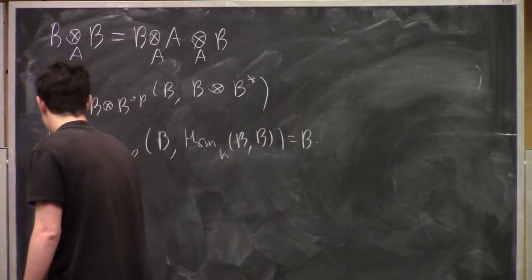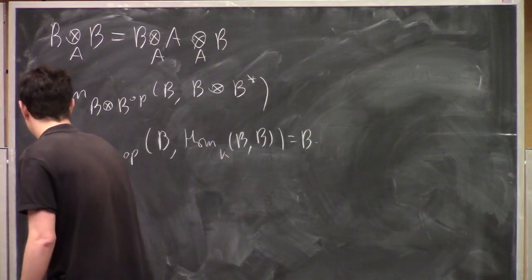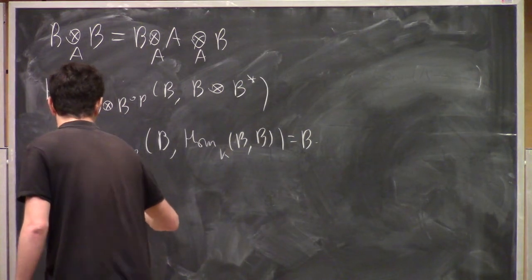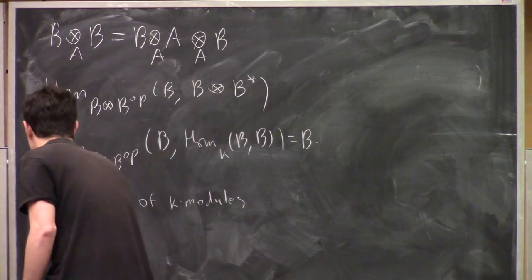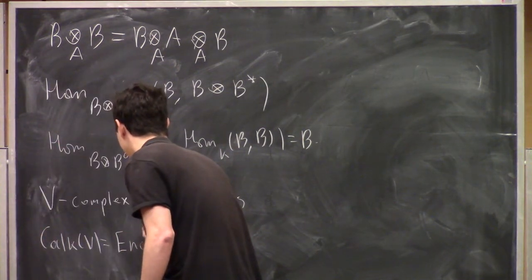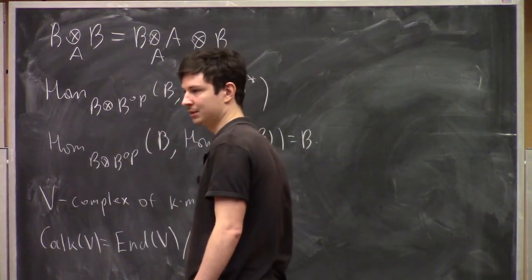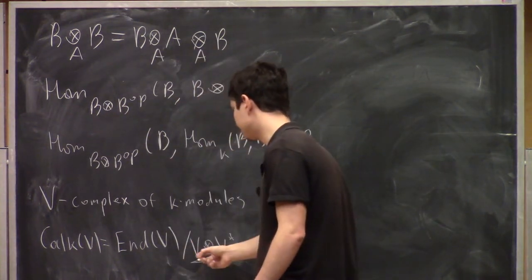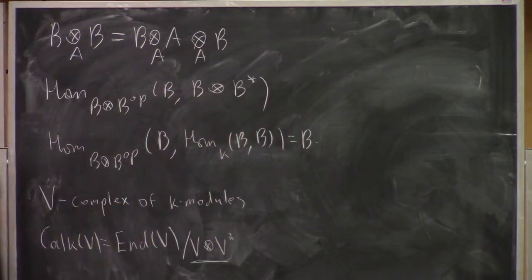Namely, let us introduce the Calkin algebra. So the general notion: if V is a complex of vector spaces, say of K-modules, let us denote the Calkin algebra of V to be the quotient of the endomorphism DG algebra of V by V tensor V star, so by the operators of finite rank. This is obviously a DG ideal inside this algebra, so we can take the quotient. Now what we have here is the following picture.